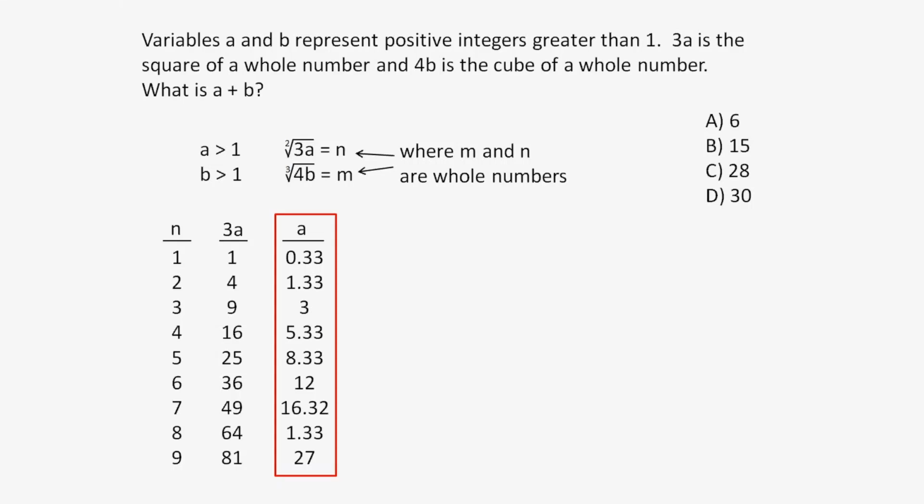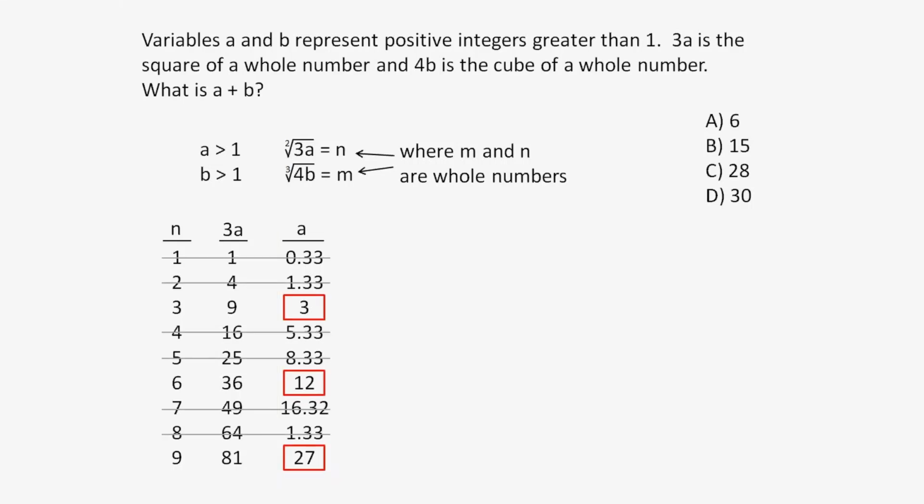Since we know that a is an integer greater than 1, we can rule out most of these candidates, and we're left with possible values for a being 3, 12, or 27, or some larger value.